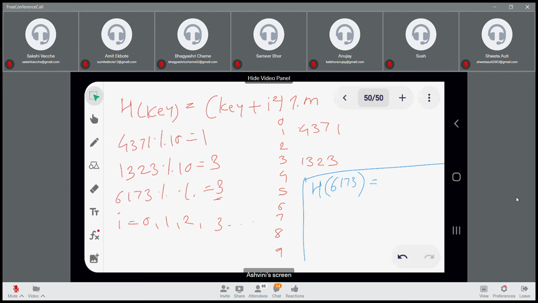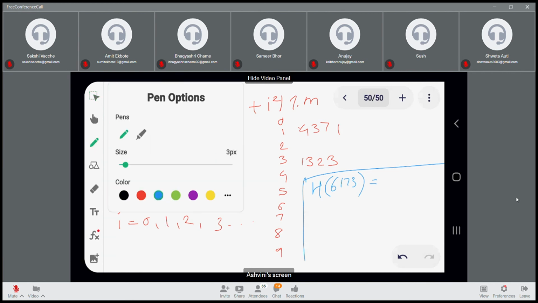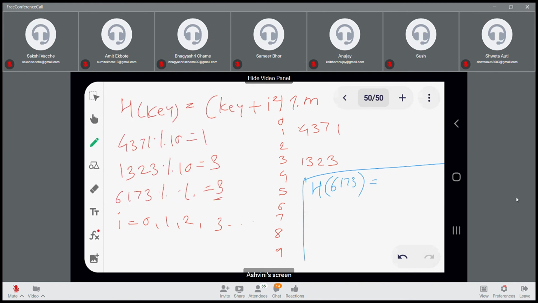Now here, your actual key is 3. That is the value of index is 3. So 3 plus I square, take the value of I as 0 first, I square mod 10. So 3 plus I square mod 10 is 3 plus 0 square, that is 3. 3 plus 3 mod 10 is 3.